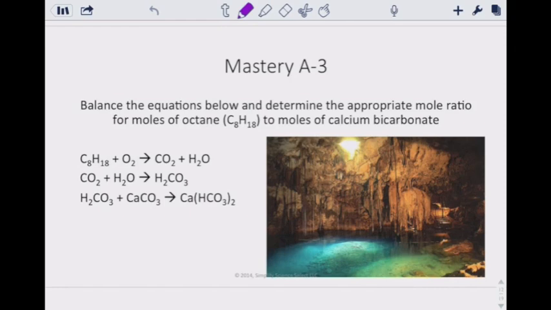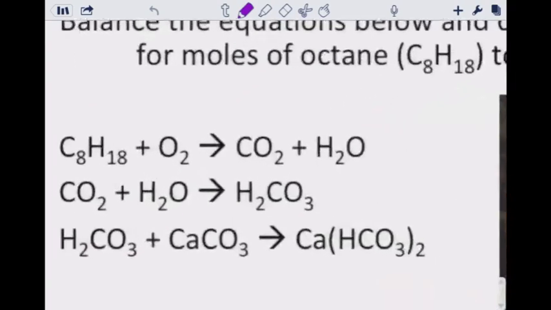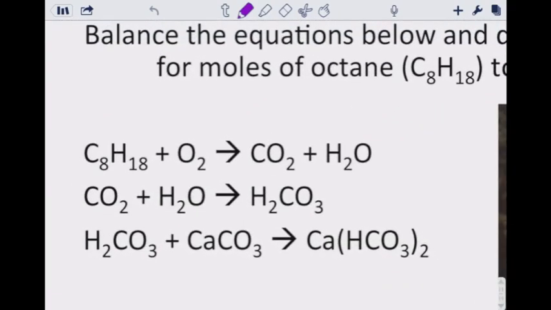So I'm going to show you a little trick in balancing combustion reactions. They can be a little bit difficult because when you start dealing with octane and things higher than octane, you really get some big coefficients, some big numbers. So let's just focus on this one right here. On our reactant side we have 8 carbons, so we need 8 over here. So 1 times 8 is going to give us 8.